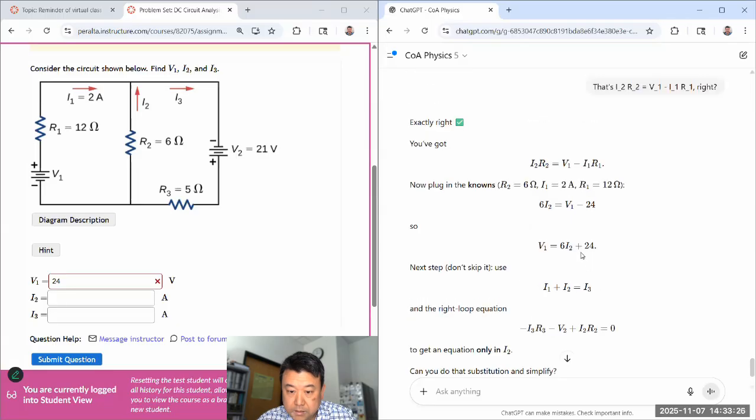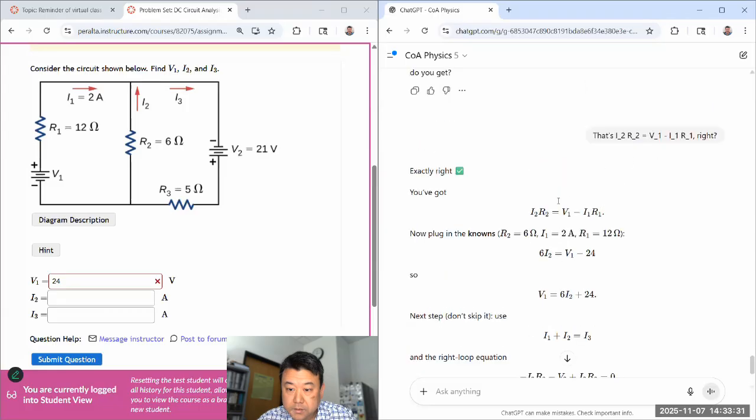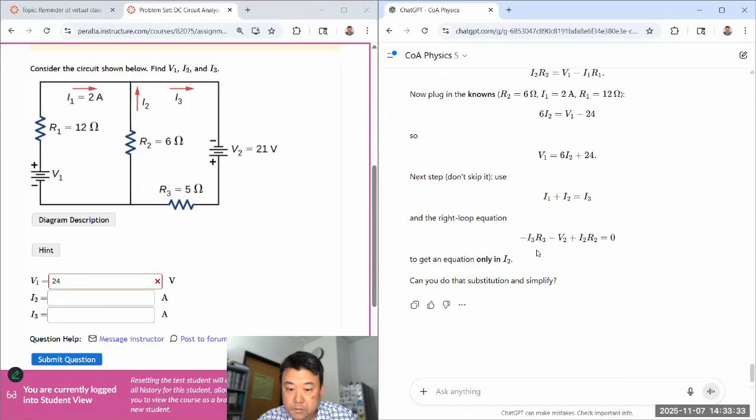So let's see. When we go through this, we should get a wrong answer again. Let's get to that and then see if CoA Physics GPT can help spot that sign error. So we have the next step. Don't skip it. Use this in the right location. Yeah. So an equation only in I2.